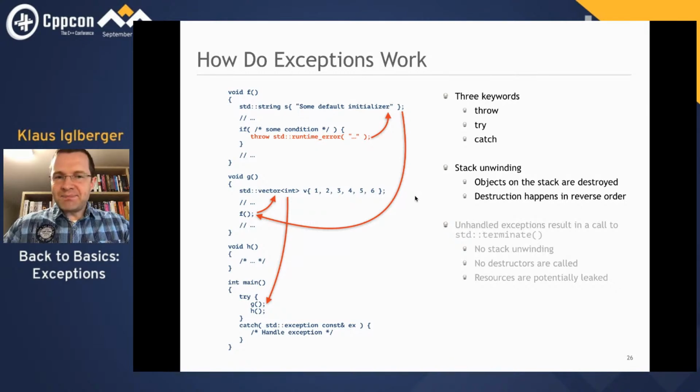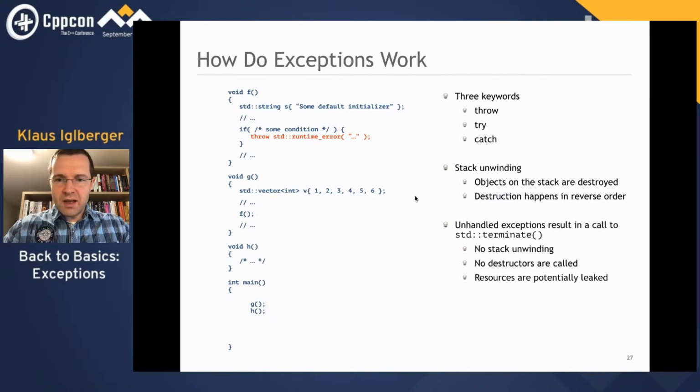However, the stack unwinding is not something that you can take for granted. If you would omit the try catch block, then nothing catches the exception, and it would leave the main function. In case that happens, the exception is not handled and no stack unwinding occurs. On the contrary, a function called terminate is called, and terminate is not particularly pleasant. It basically just terminates your process, and as I said, a lot of things do not happen: no stack unwinding, no destructors are called, and so resources are potentially leaked.